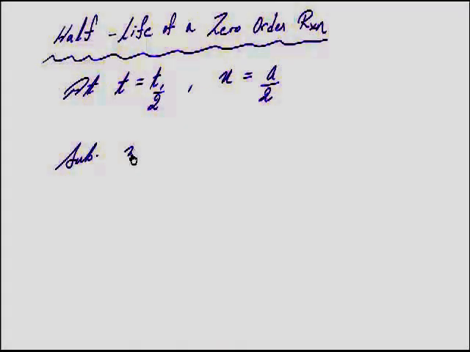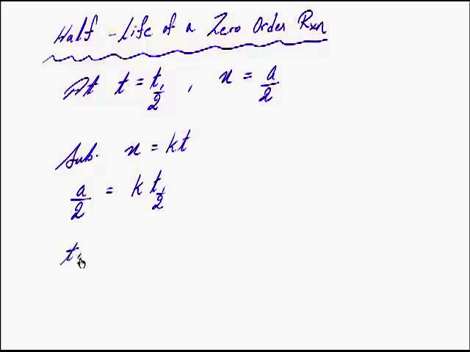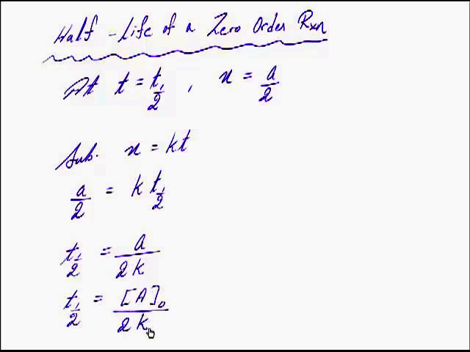Now let us derive the half-life of a zero order reaction. Now at half-life time of a reaction, the consumed concentration is half the initial concentration. Hence if we substitute this in the integrated rate law expression, we will get a upon 2 is equal to K times t half, or t half is equal to a by 2K. This is the expression which I have shown earlier as t half equal to a0 by 2K.